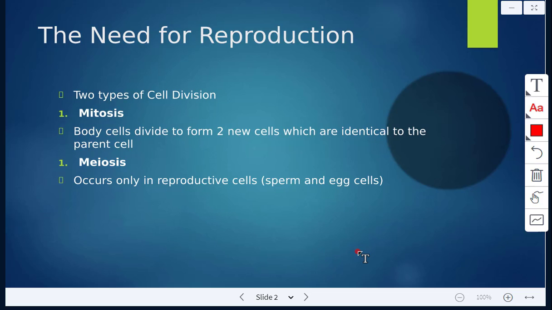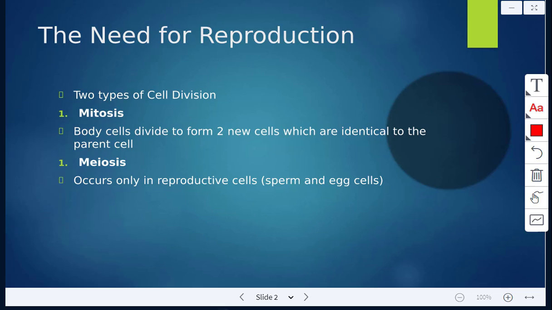So just a little bit of recap or a little bit of review, the need for reproduction. So there's two types of cell division that occurs. The first one is mitosis, and this is when the body cells divide to form two new cells, and they are exactly identical to the parent cell. So this occurs in all of our body cells, like our skin cells, our muscle cells, our epithelial cells, and so on, all the cells in our body except the gametes.